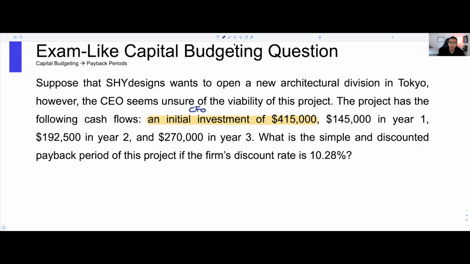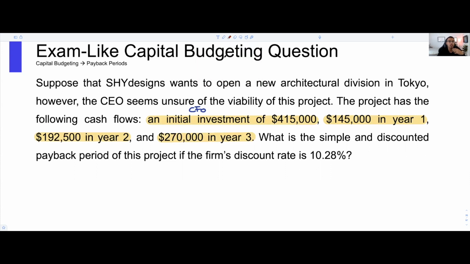Your first cash flow on year 1 will be $145,000. And on year 2, it'll be $192,500. And year 3, $270,000. So overall, now we're able to identify that this is a 3-year project, pretty straightforward, with an initial investment of $450,000. Not bad. Now, what we're going to do is we're going to highlight our mission.